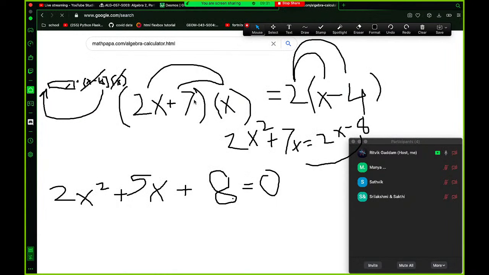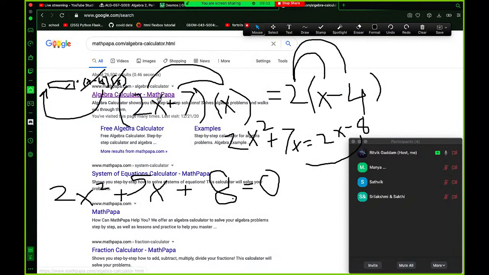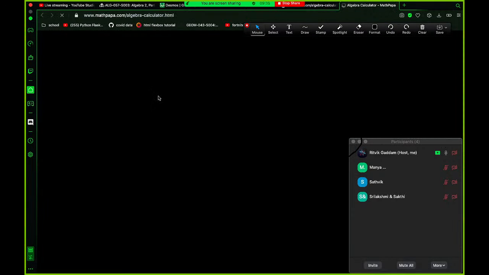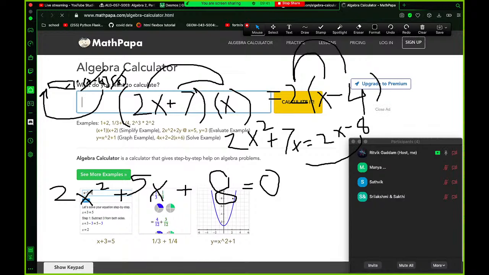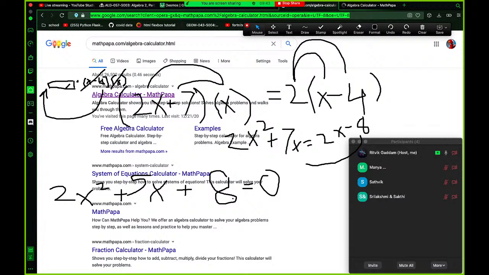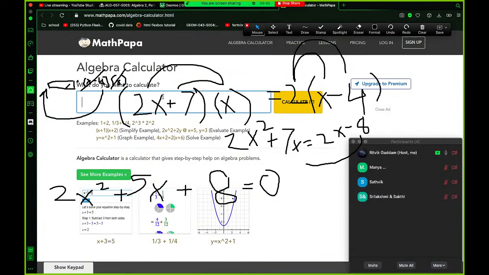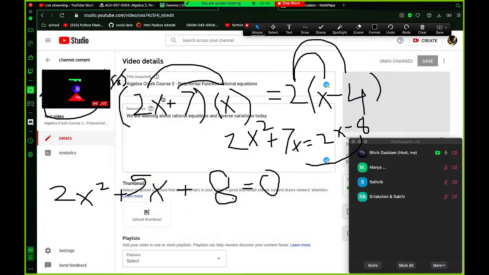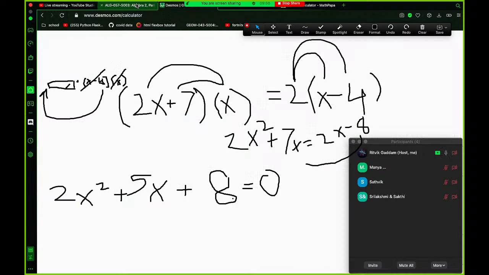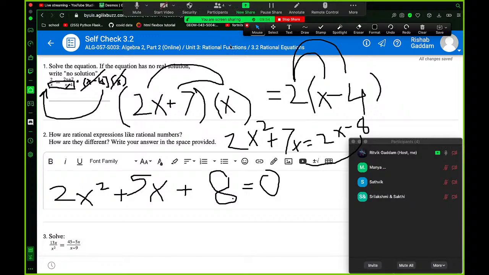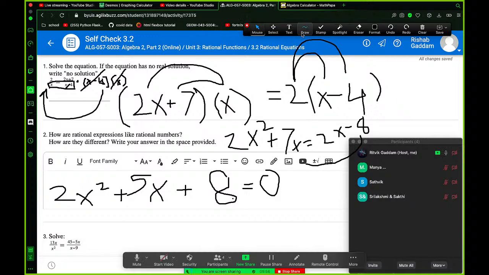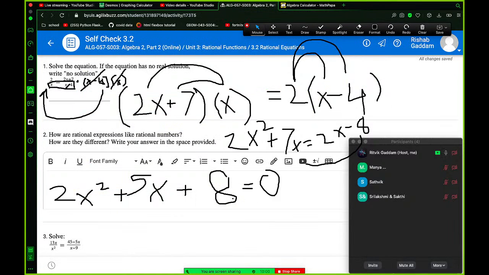mathpapa.com/algebracalculator.html. This website automatically calculates the stuff for us, so we basically don't have to do any work at all. We just put the equation in here and it gives us the answer. Magic. It's actually not magic, it's called computer science. Which is sorcery, so I guess you can call it magic.